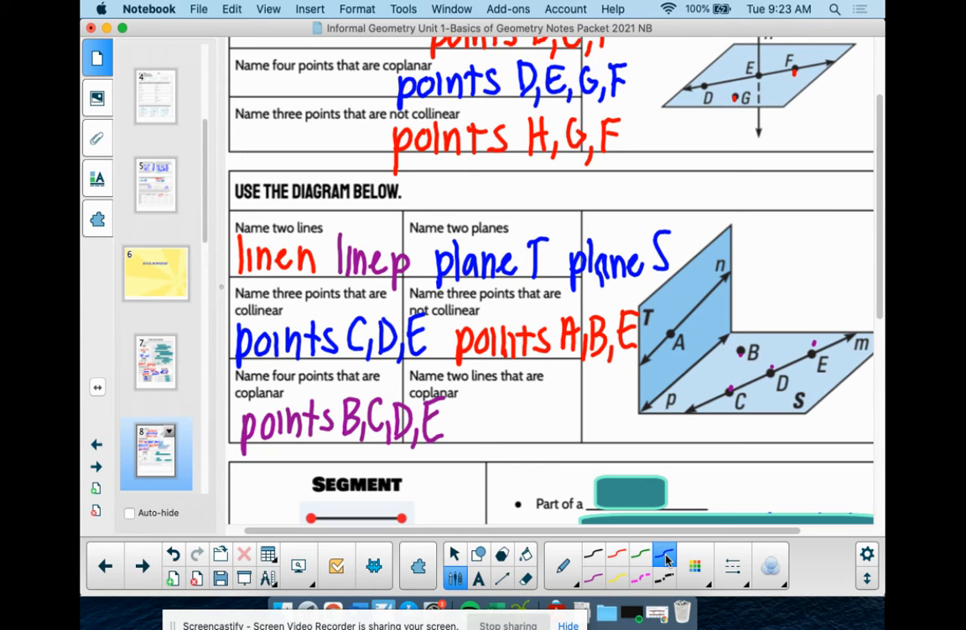All right, and then our last one here. Name 2 lines that are on the same plane, that are coplanar. So let's decide. Do you guys want to use the shaded plane or the unshaded plane? Someone pick. I use the unshaded plane. Okay, so what are the 2 lines on this plane here? Yep, line P and line M.